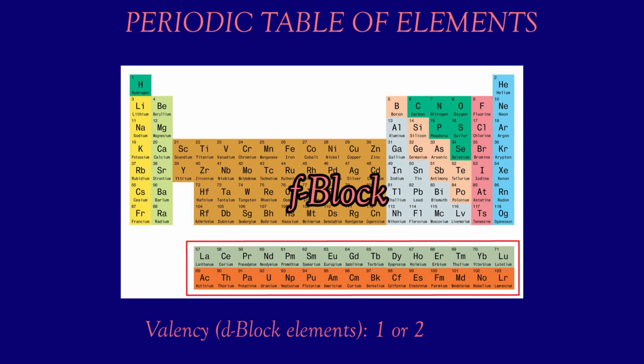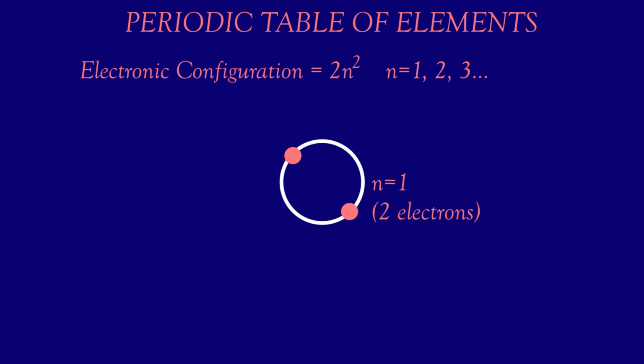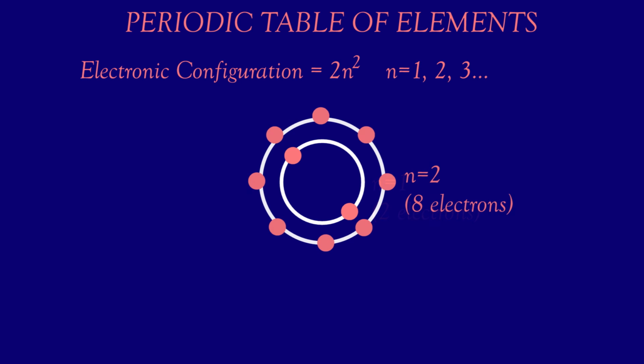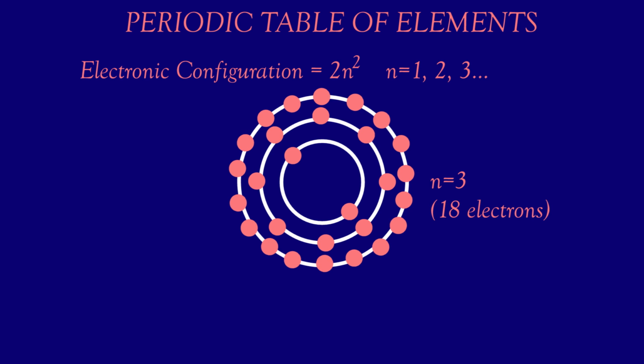Now, before ending this video, we will show you the shells of filling electrons. In general, we write the electronic configuration as 2n², where n can be 1, 2, 3 and so on. In the first shell, say n is equal to 1, we get 2 electrons. In the second shell, say n is equal to 2, we get 8 electrons. In the third shell and above, say n is equal to 3, we get 18 electrons. Such a complete set of electrons will be 2, 8, 18, and so on.